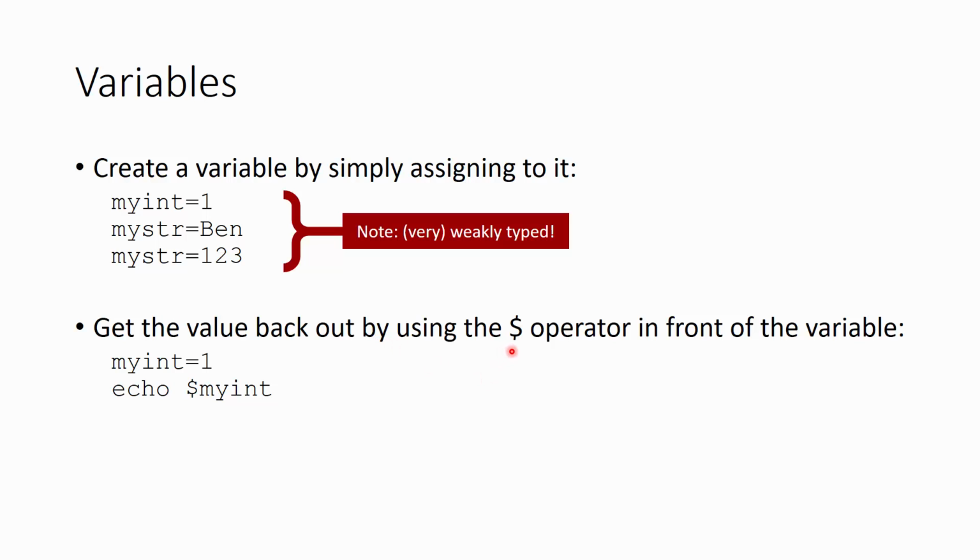We use this sigil in front, this extra character that we put out in front, and this is the $ sign, and that allows us to get the value back out. So if I say myInt and I set it equal to 1, then I can echo that back out, $myInt, and that actually gives me the value.